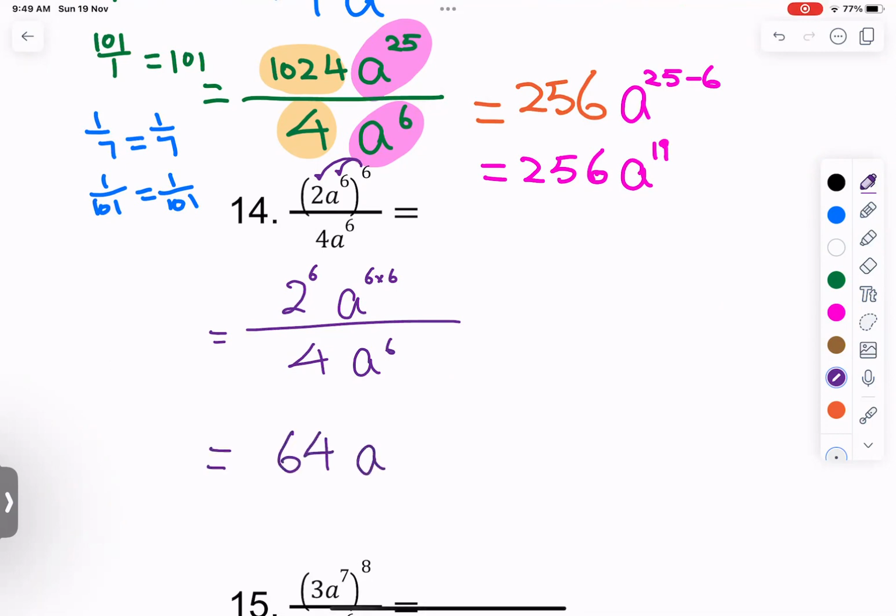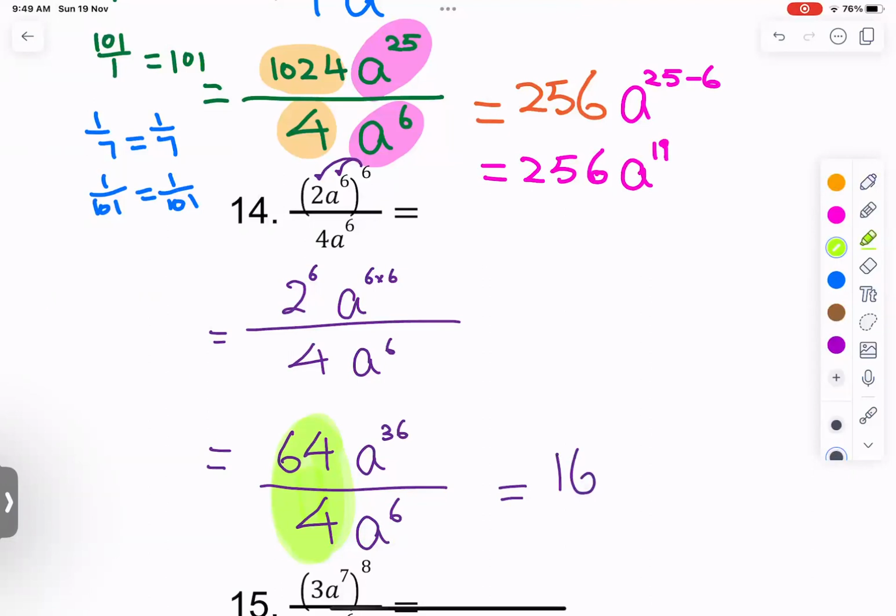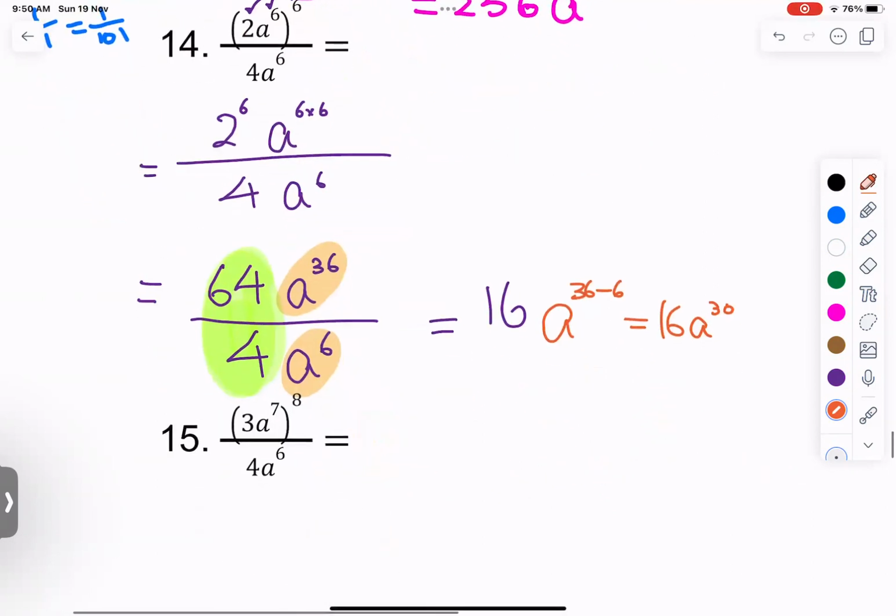6 times 6, 36. 4, 8, 6. And then numbers, deal with numbers. Numbers just do the normal way. 64 over 4. What do you get there? You will get 16. And then how about for unknowns? Which one is bigger? Unknowns we minus the upper side. So 36 minus 6, 30. Okay, good, hard, I know, a little bit, but it's fine.